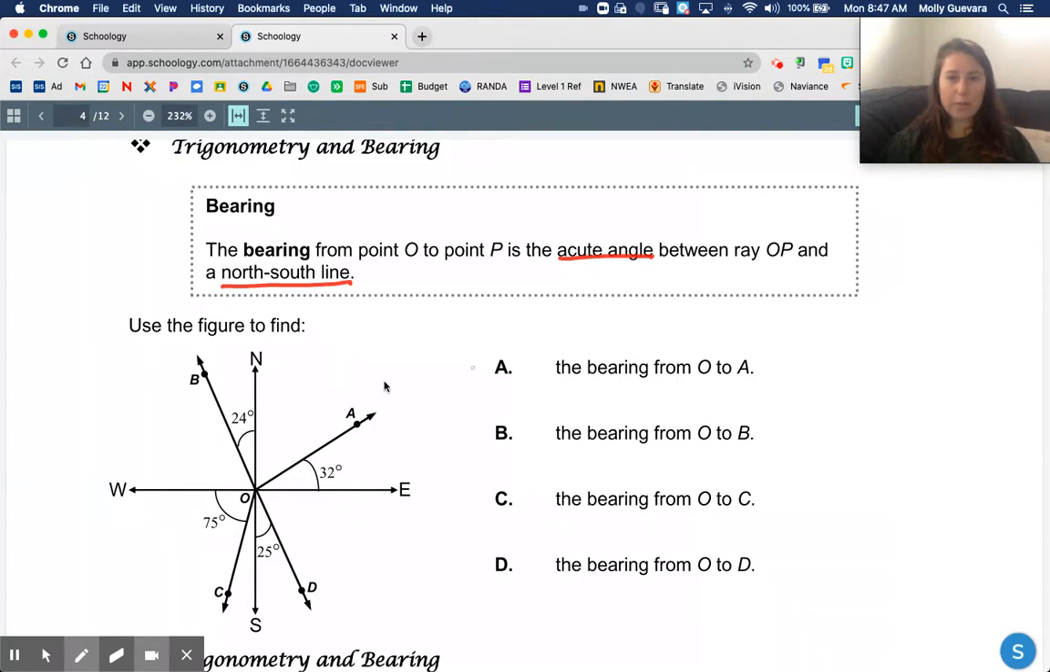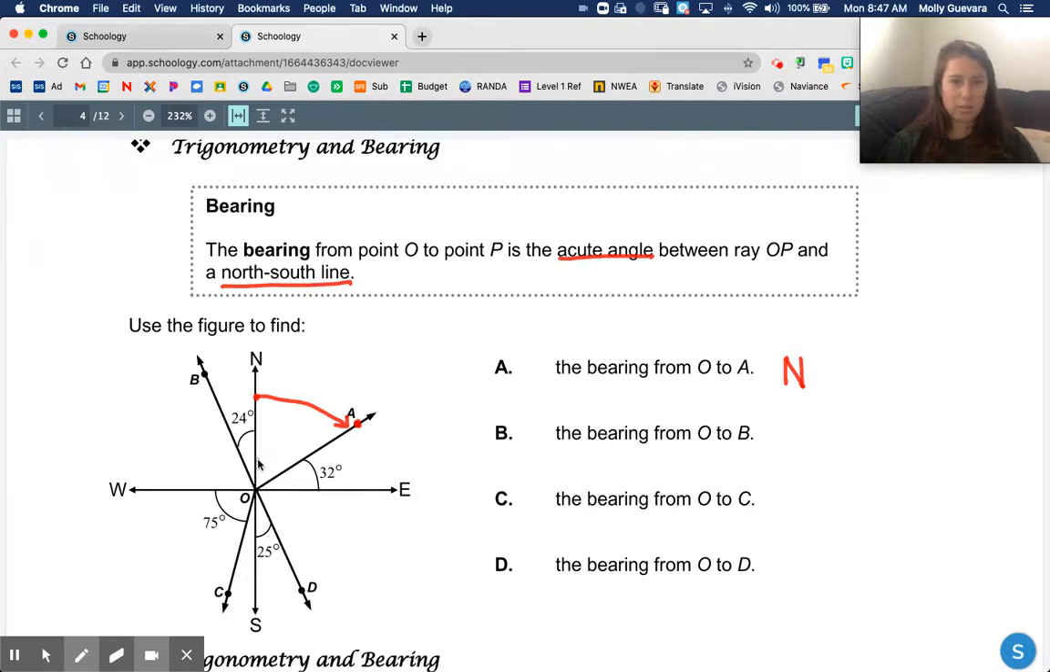So the bearing from O to A. So here's A. Remember, you always start from the north-south line. So A is on the north side, so I would start north, right? And I would go east to get to A. So how we write this is it's north, because you start at north. And then I have to figure out what this is.